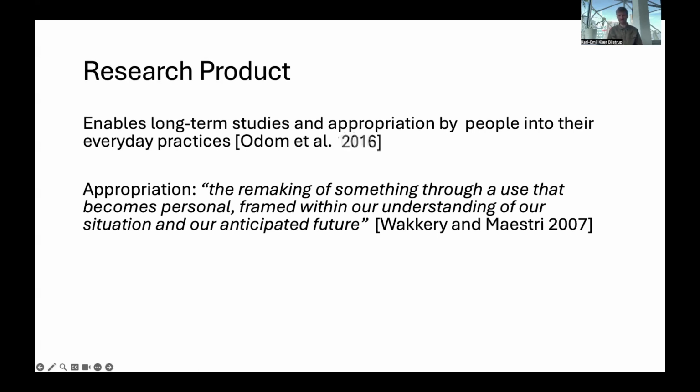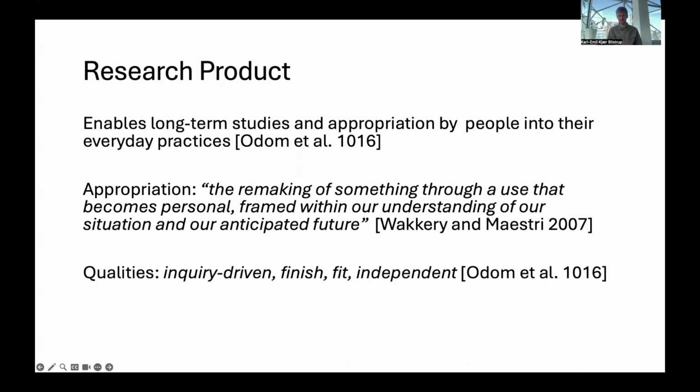Research products can be described with 4 qualities: inquiry-driven, finished, fit, and independent. Last year at CHI, a new quality was proposed, the quality of scale. While the original qualities focus on ensuring longevity and authenticity of research product studies, the new quality focuses on how research product studies can scale to many users.